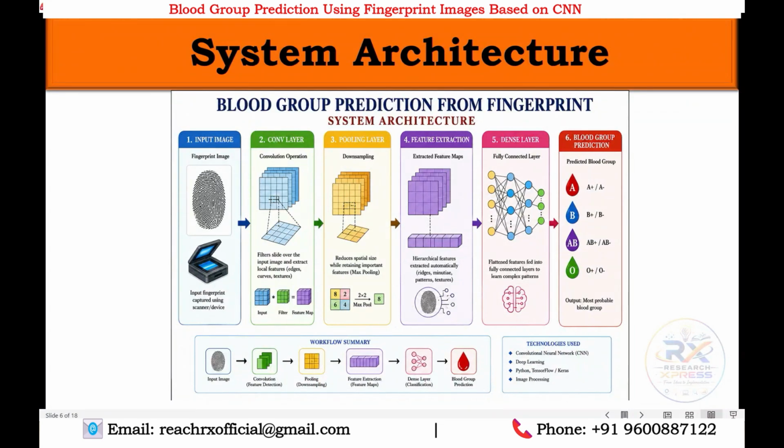Similarly, we have collected the input image. Next, it will go to the convolutional layer. Next, pooling, where we have collected many trained samples. In that, we select the particular image and extract what type of fingerprint it is. Next, it will go to the dense layer to predict the final result of the blood group. Like that, it will operate.